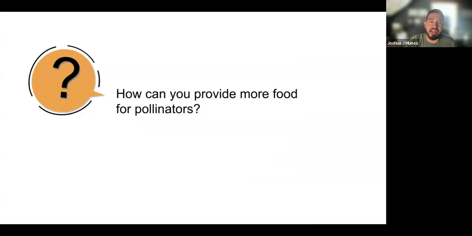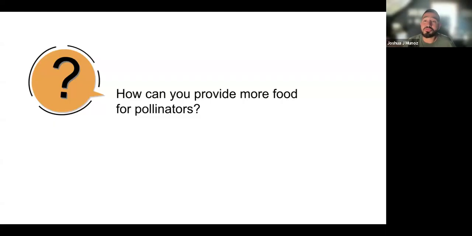Helping pollinators. How can you provide more food for pollinators? This is an easy one. This is like that big message that I try to get students to do, because usually these type of units kind of lead into horticulture, right? And learning how to plant your own flowers.